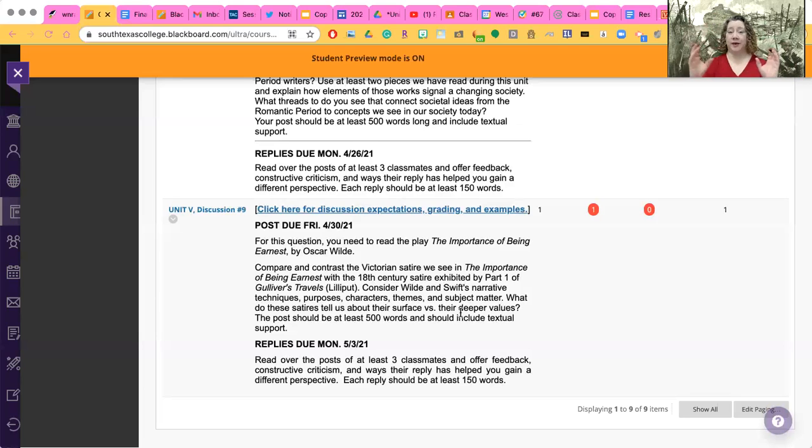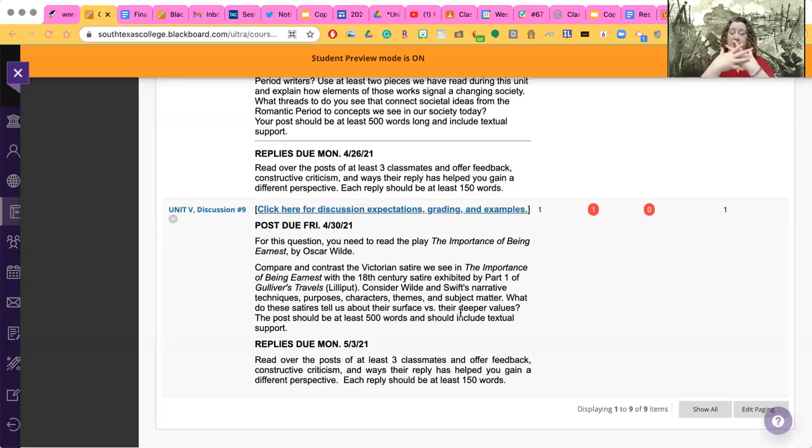That's not comparing and contrasting. That's talking about two things. So comparing and contrasting means laying out one. Maybe you're going to start with The Importance of Being Earnest and talk about the satire in that, and then bring in the satire in Gulliver's Travels and bounce it off of the ideas that you were writing about regarding the satire in Importance of Being Earnest.